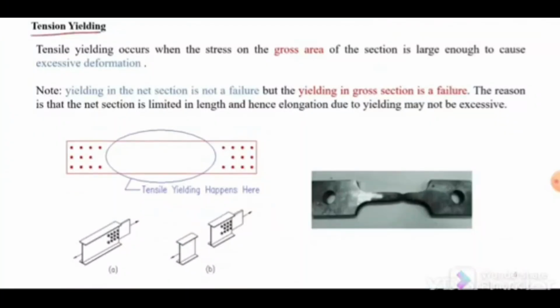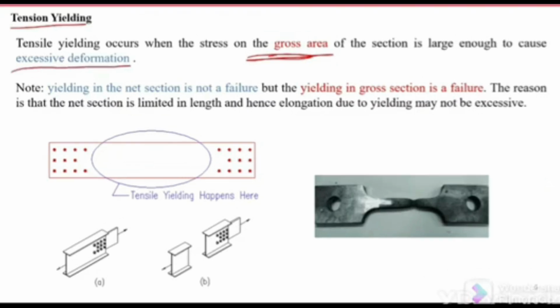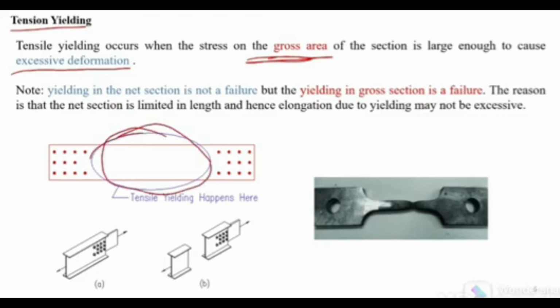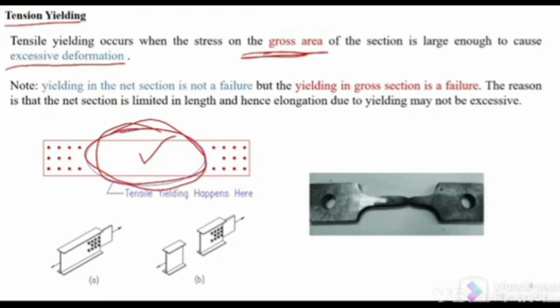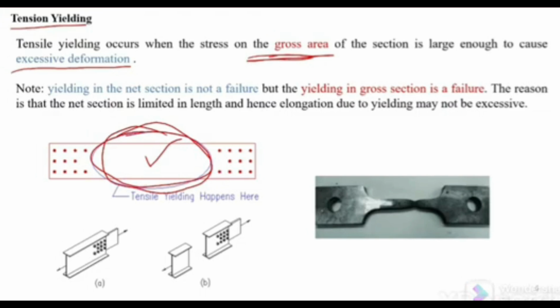Tension yielding occurs when the stress on the gross area of a section is large enough to cause excessive deformation. So first thing, the tension yielding will occur in the gross area. If yielding occurs in that portion, we consider it as a failure, and that will be termed as tension yielding failure. In that case, there will be excessive deformation in the member, and that deformation will be considered as failure.